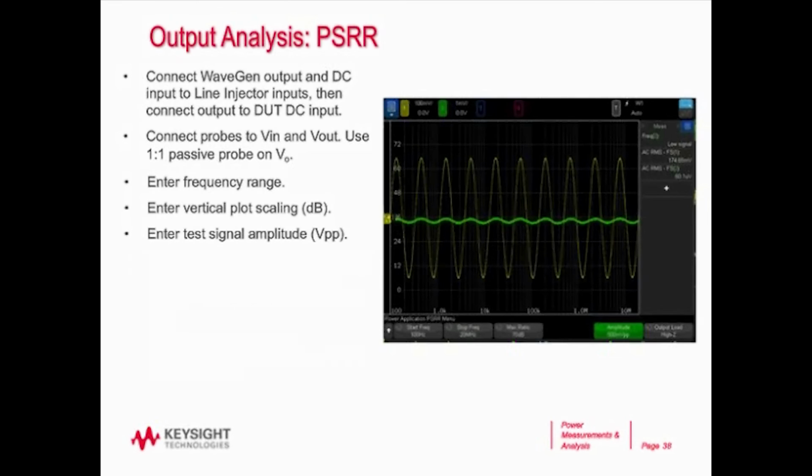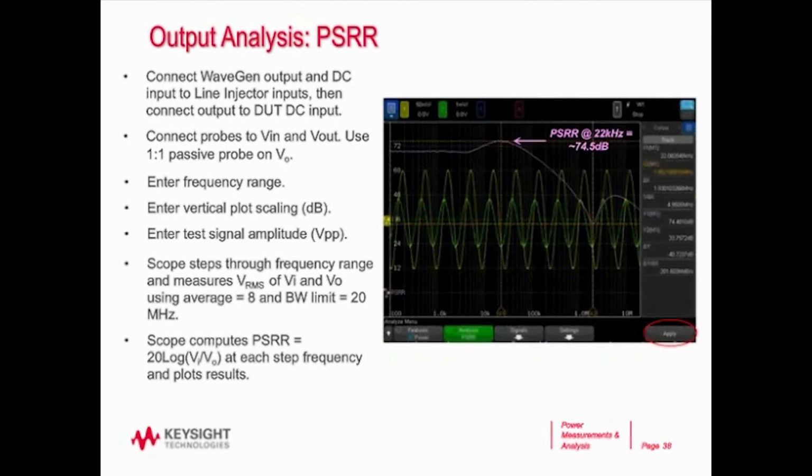And what the scope does, in order to dig that waveform out of the noise floor of the scope itself, is use averaging to eliminate all non-correlated signals such as random noise from the scope, and we also bandwidth limit to 20 megahertz. Then the scope steps through multiple frequencies from the low frequency setting to the high frequency setting, measures VRMS of input and output, computes the PSRR, 20 log Vin over Vout, and then plots the results.